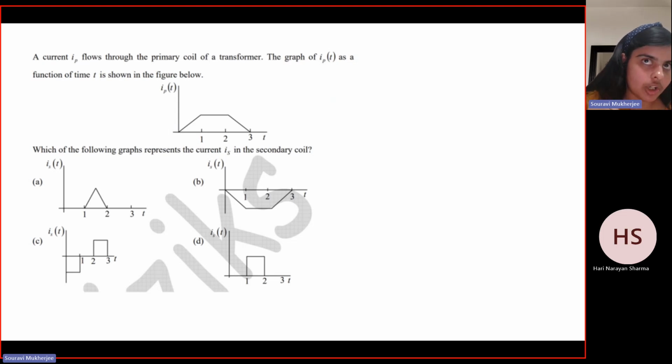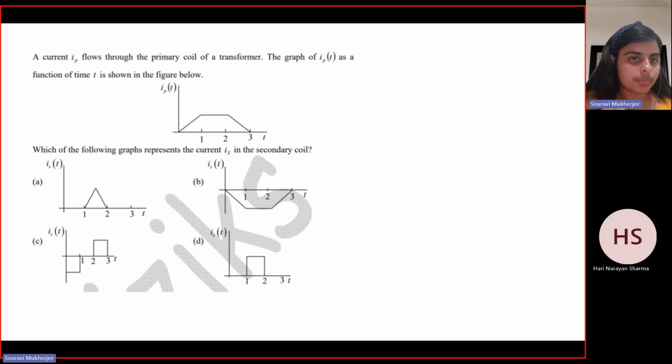Now if you have an alternating current in the primary coil, that means you have a time varying magnetic flux. So the flux linked to the secondary coil keeps changing. Because there is a change in flux linked to the secondary coil, that results in a net induced current in the secondary coil. That is how the transformer works. That's the basics. So this is how the primary coil current looks, and you have to find how the current in the secondary coil looks.